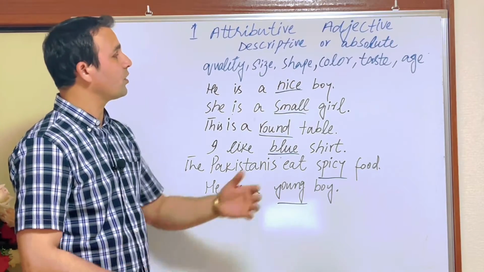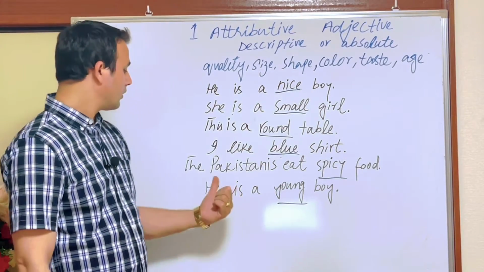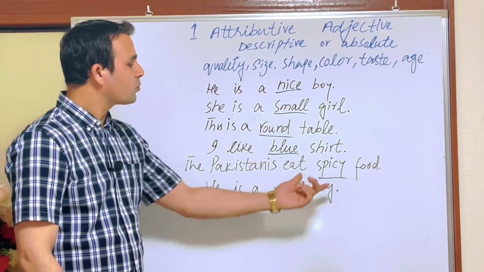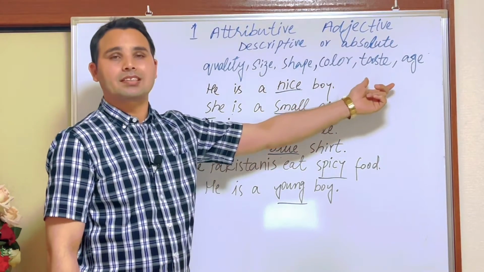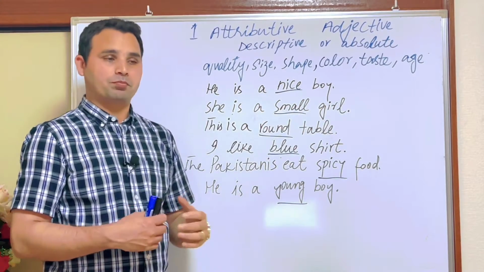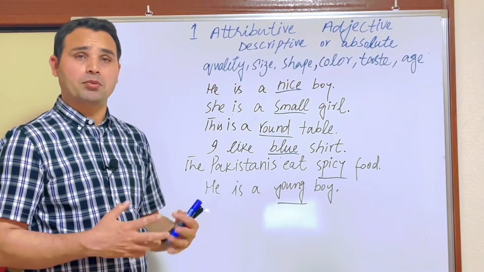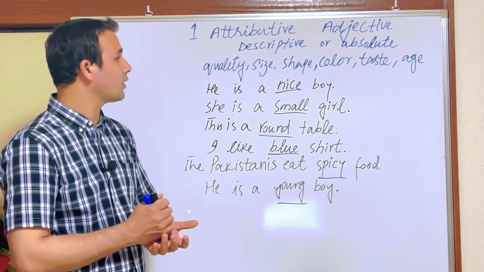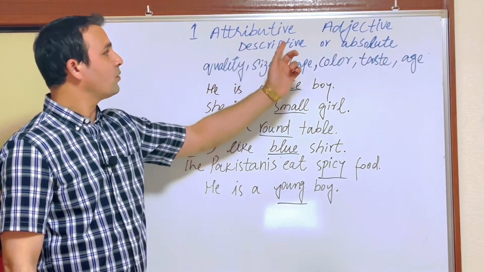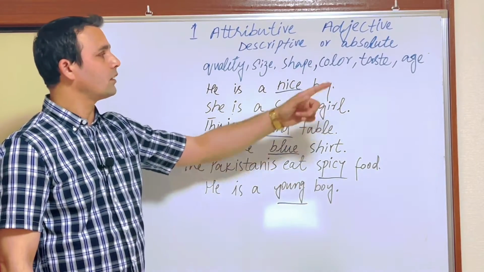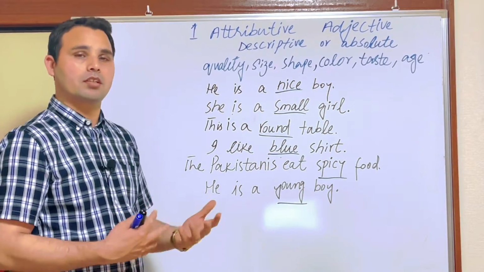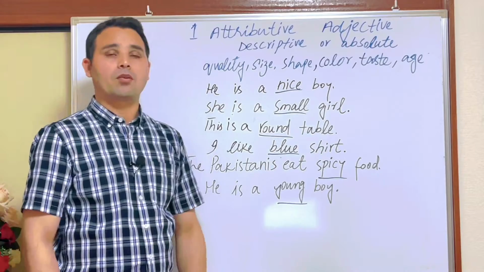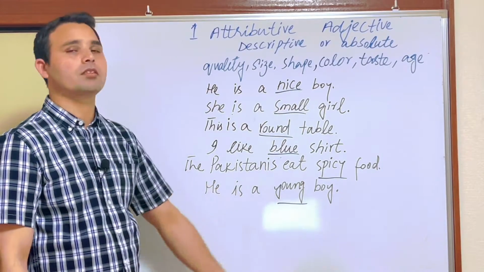Attributive adjectives will also tell you about the taste, like the Pakistanis eat spicy food. So spicy is telling the taste. It can be spicy, it can be hot, it can be little hot, or whatever words you can use. So attributive adjectives will tell you about the taste of things. They will also tell you about the age of a noun or pronoun, like he is a young boy or old man.